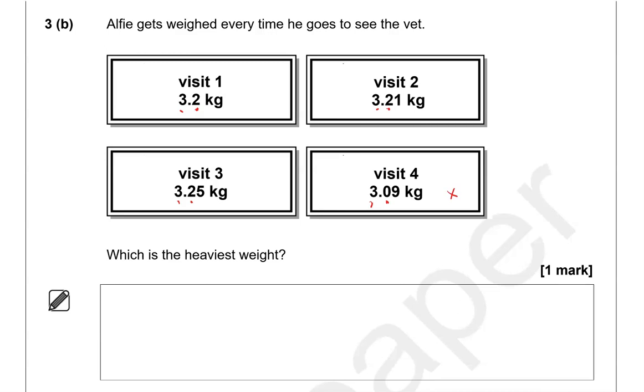We're looking for the heaviest. So we'll now compare these three. The second digit for these is 2, so now we're going to look at the third digit. This one doesn't have a third digit, but we can add a 0 because it's after the decimal point. It's not going to make any difference. And this one is a 1, which is higher than the 0. This one is 5. So this is definitely the heaviest weight, 3.25 kilograms.